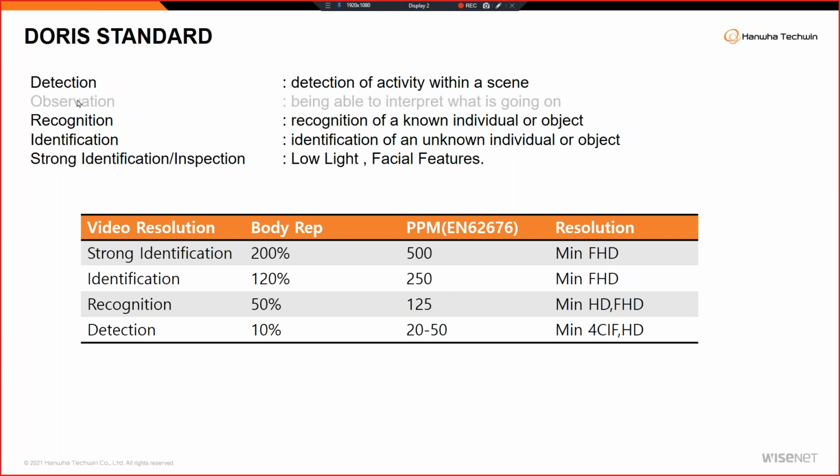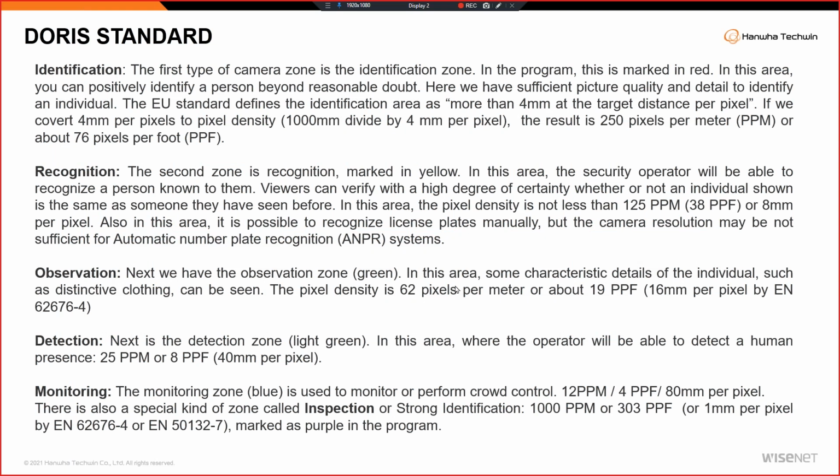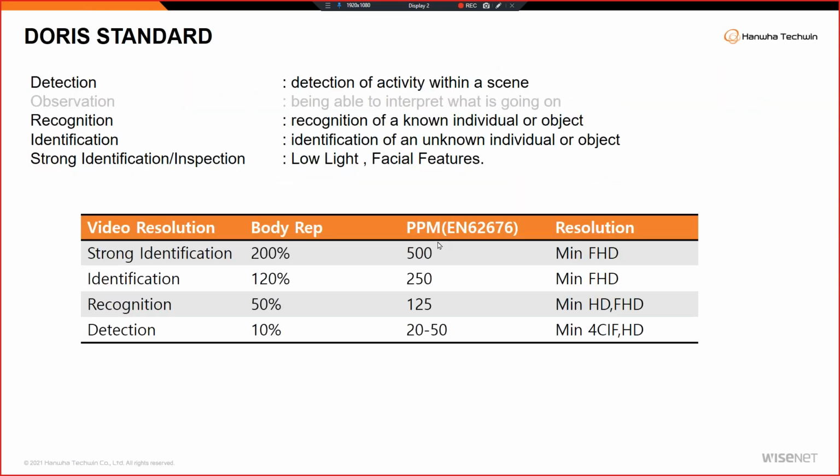All right. So we talked about the DORI standard. DORI standard is not some man-made standard. It is a global standard. We saw that it is EN standard 62676, and there is another, EN 50132, I believe. There is another standard also. So roughly, this criteria is globally used for coverage study of cameras.